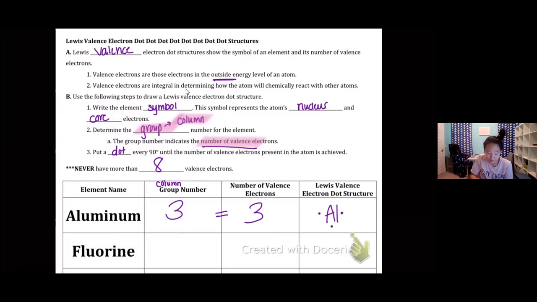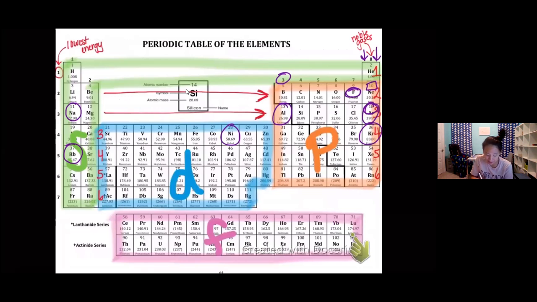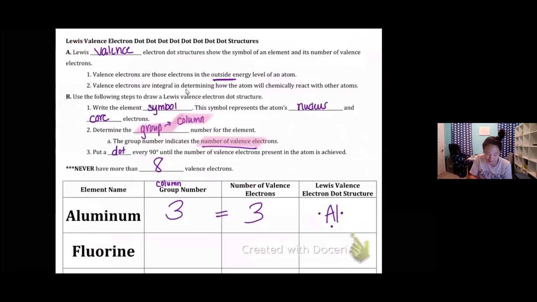Okay, so next is fluorine. Fluorine is already here. I already circled it. It's in column number 7, so you're going to end up needing 7 dots. Column 7 is group 7, and group 7 means you have 7 valence electrons. So you write F for fluorine. Like I said, it doesn't matter where you start. I'm going to start on the left. You draw 1 on each side before you double up. So that's 4, 5, 6, 7. So it looks like that.